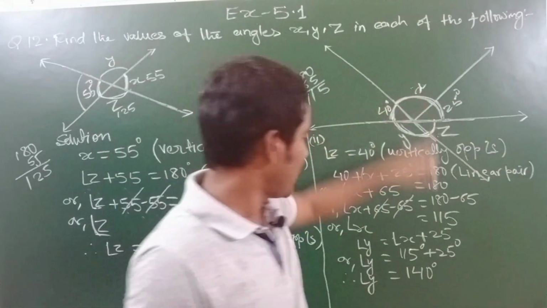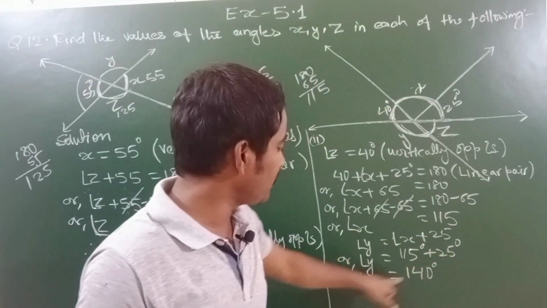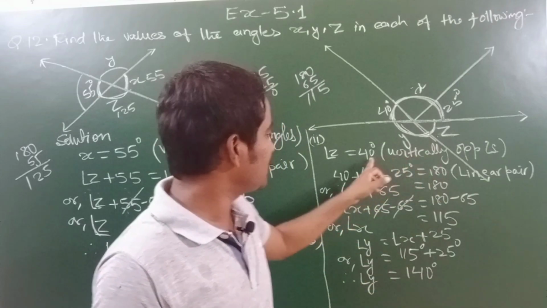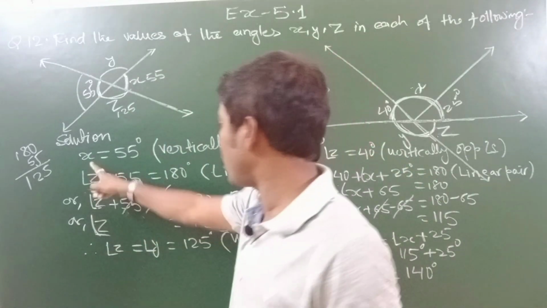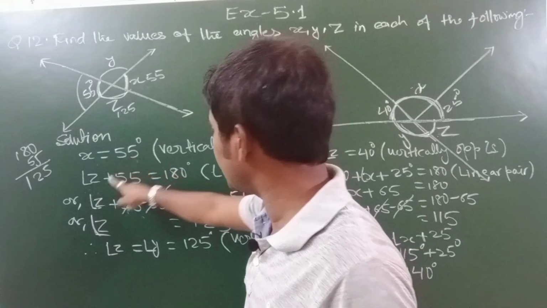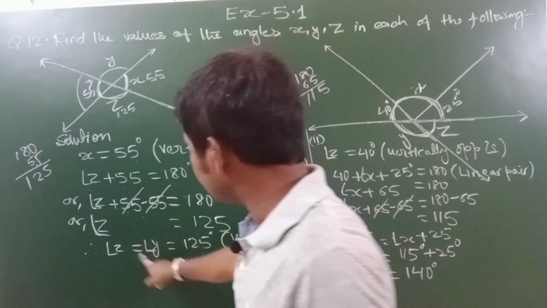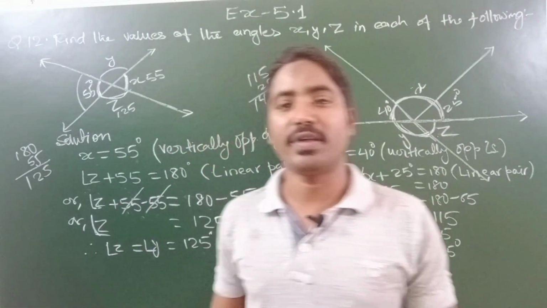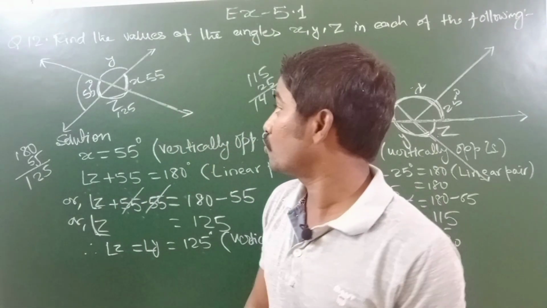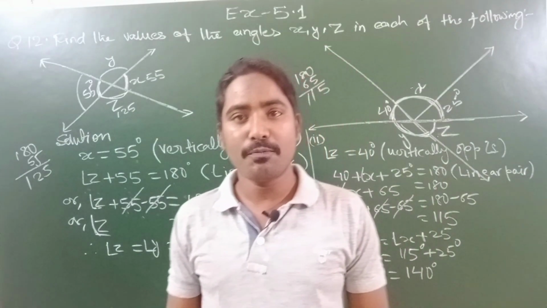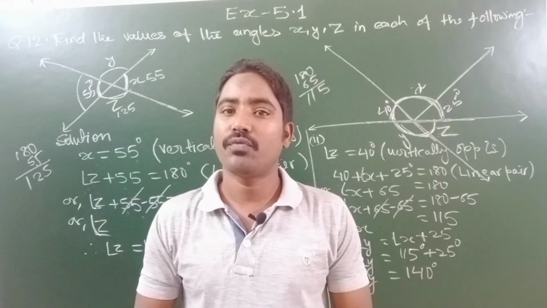So here you got x is equal to 115 degree, y is equal to 140 degree, and z is equal to 40 degree. Here you got x is equal to 55 degree, y is equal to z is equal to 125 degree. So this was your question number 12 students. I hope you might have understood, and thank you for connecting with me.